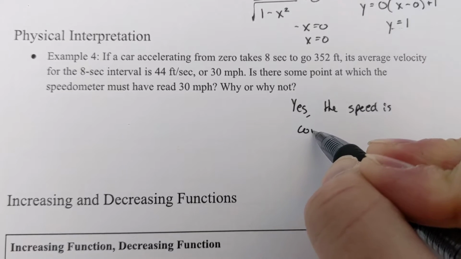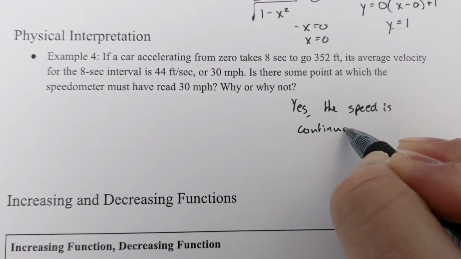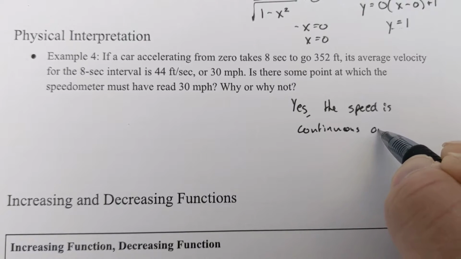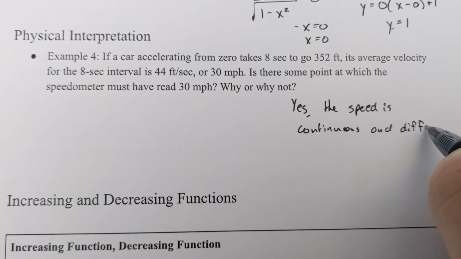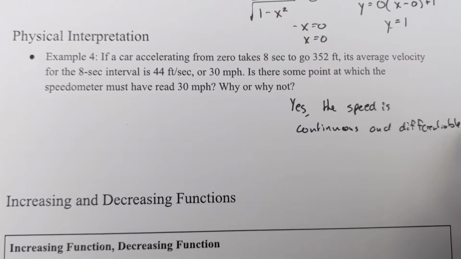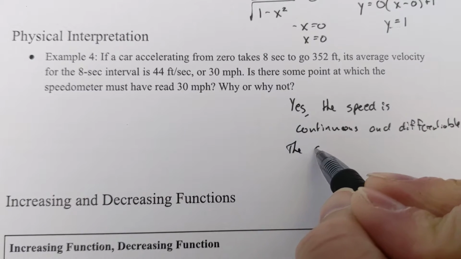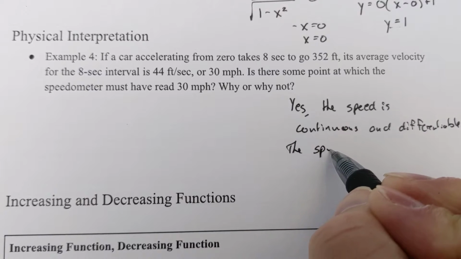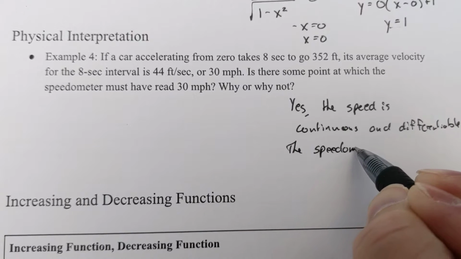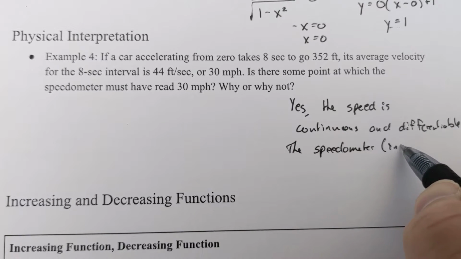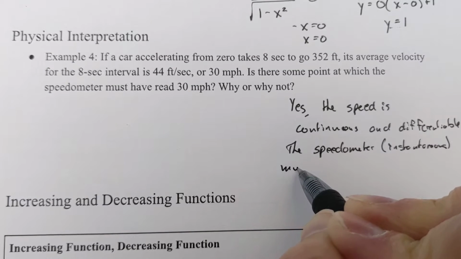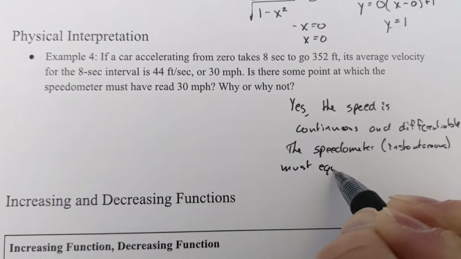The speed is continuous. You can't skip values. And differentiable, you wouldn't have any corners or cusps, which means the speedometer, which measures instantaneous velocity, must equal the average.